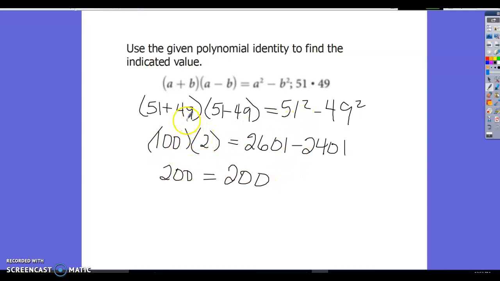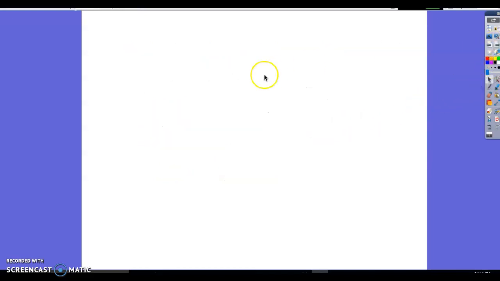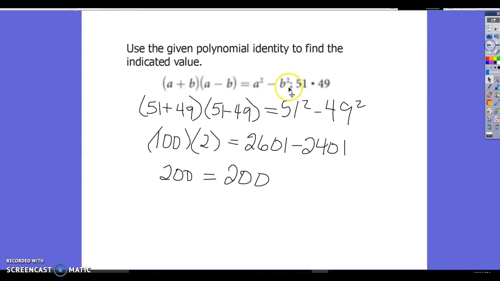So for this one, if you did not have a calculator, this side would take a few minutes to calculate out. But on the left side, using your identity, you know 51 plus 49 easily equals 100, and 51 minus 49 equals 2. This equals 200. This could easily be calculated without a calculator. So that is just useful information and a way to use the identities.